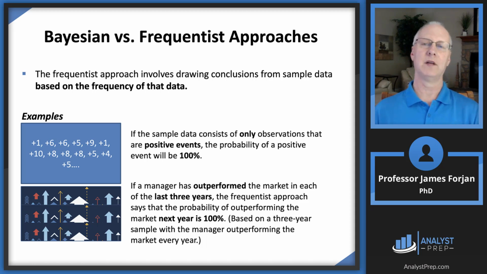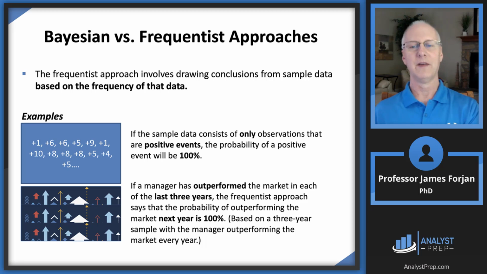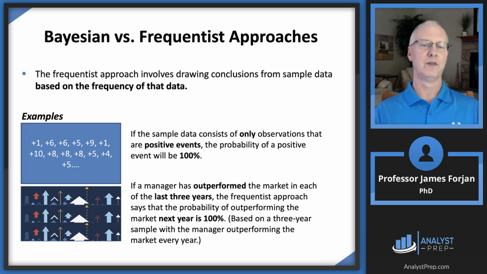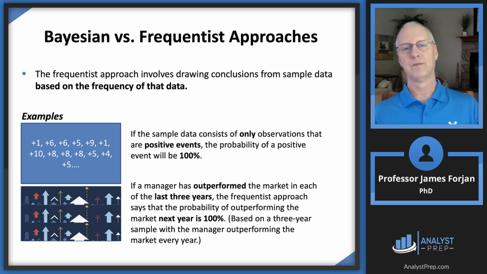Swinging back to that example that we just did on the previous slide, if a manager has outperformed the market in each of the last 3 years, the Frequentist approach will say that the probability of this manager outperforming the market next year is 100%, and that's based on just a three-year sample. And so the Frequentists, what they do, that's what their name says, the frequency of that data, they rely on the frequency to make conclusions about the future.